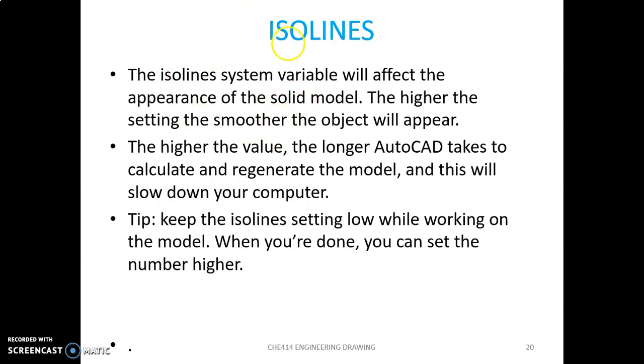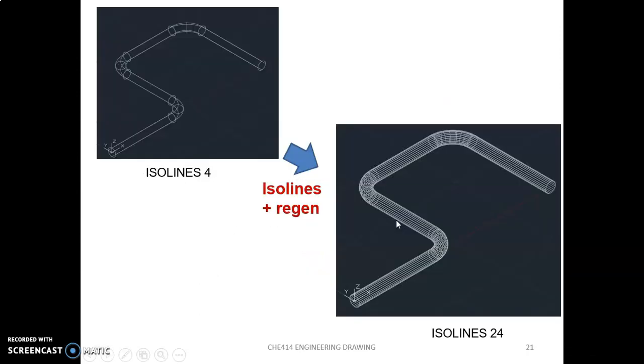So isoline means the system variable that will affect the appearance of the solid model. The higher the value, the longer AutoCAD takes to calculate and regenerate the model. So when it takes more time, of course it will slow down your computer. So the tip is, to avoid your computer slowing down, at first keep the isoline setting low while working on the model, and then once you're done, you can set the number higher, and then your computer will not slow down. Okay, so this is an example, lower isolines, this is 4 compared to isoline 24. If you increase the isolines, the drawing will look smoother. Higher isolines compared to lower isolines.